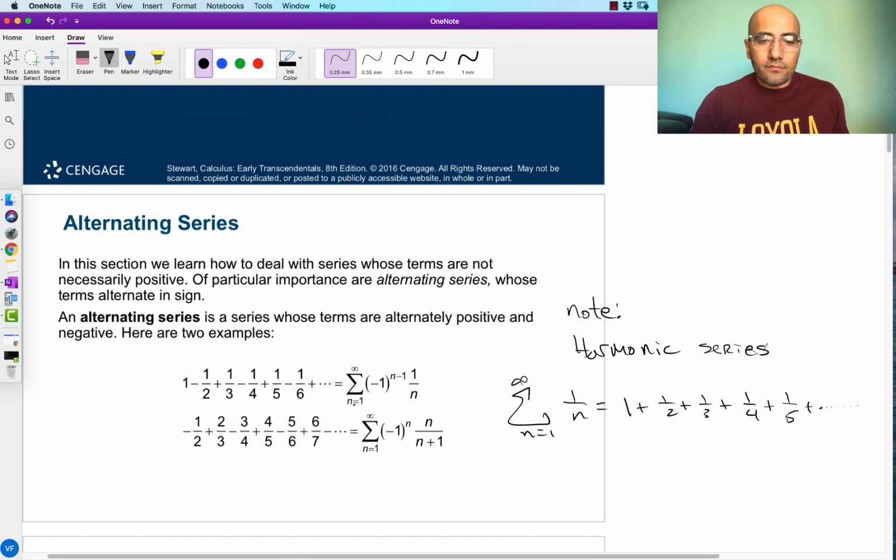So here, n starts with 1, so the whole thing will start off with a positive, and then a negative, and then a positive, and then a negative. Whereas here, because it goes to the power of n, it starts off with a negative, right? The first term is negative, then positive, then negative, then positive, and so on and so forth. Okay, so here are two classic examples of alternating series, and we want to determine if these series converge or diverge.